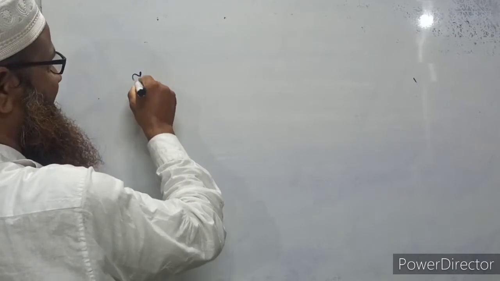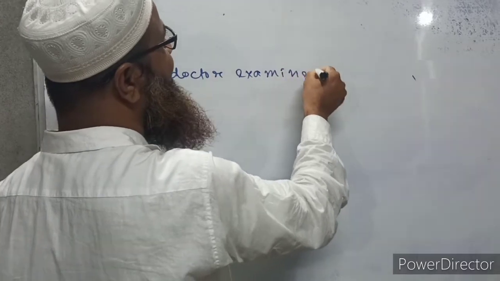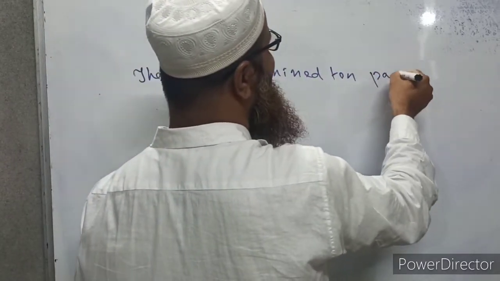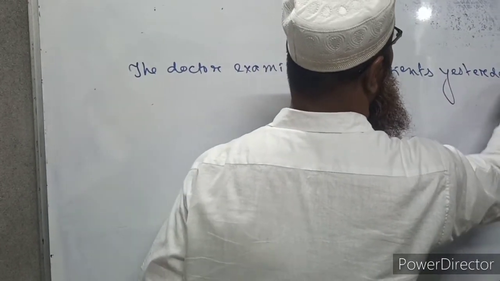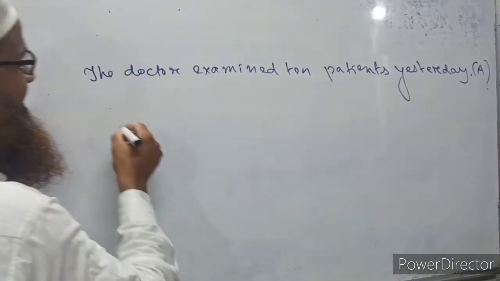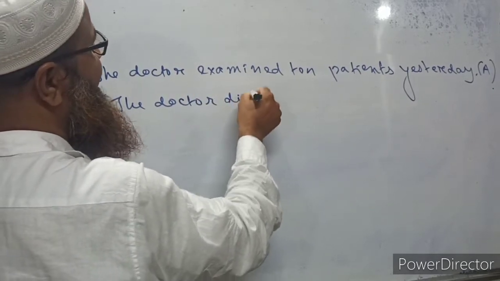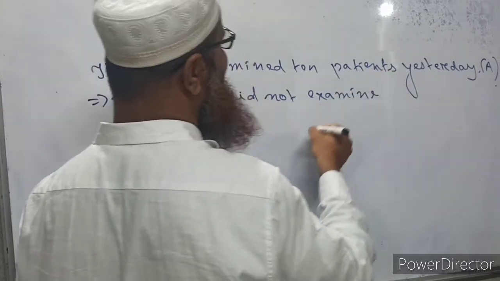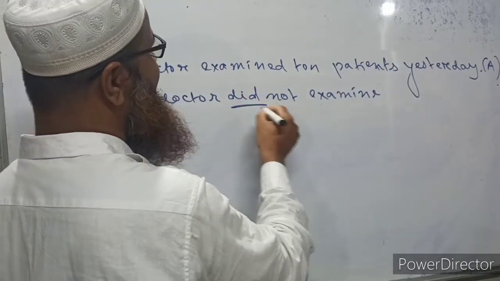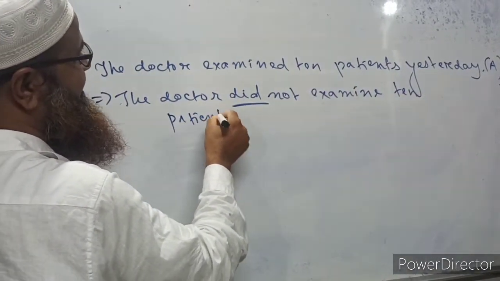The doctor examined 10 patients yesterday. So this is an affirmative sentence and it is in the past tense. So we should take the help of did here. The doctor did not or didn't examine 10 patients yesterday. We write examine, not examined, because we have already taken the help of did.